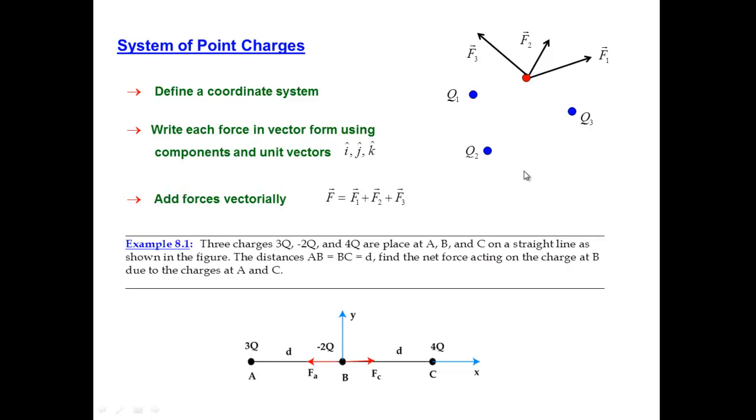So this does not show a coordinate system, but let's do an example that does show the coordinate system and has 3 charges. One charge B sitting at the origin, charge A on the negative x-axis, and charge C on the positive x-axis. And the question: if these 3 charges are sitting on the x-axis, and if the 2 distances involved are d, we want to find the net force acting on the charge at the origin, charge B, due to the charges A and C.